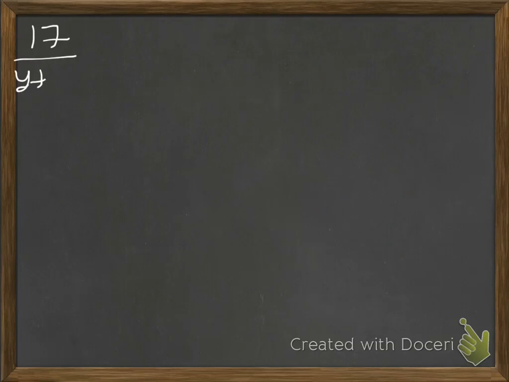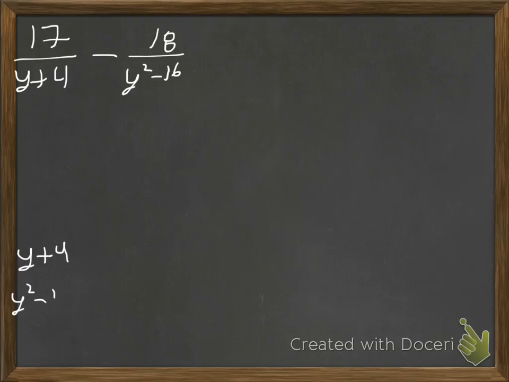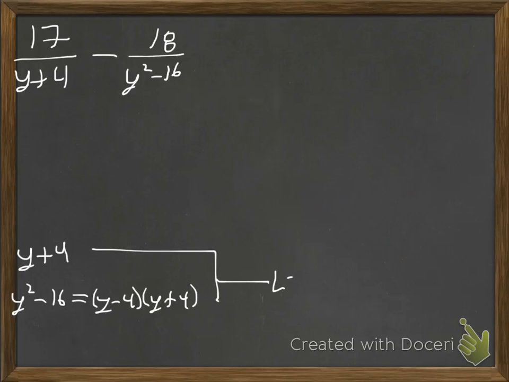We have 17 over y plus 4 minus 18 over y squared minus 16. So down below I'm going to find the LCM. There's y plus 4, and then y squared minus 16 is going to factor into y minus 4, y plus 4. My LCM, I'm going to need one of each factor. So my factors are y plus 4, y minus 4, y plus 4. So we're going to need one y minus 4 and one y plus 4 because everybody's to the first power. So we want everyone to look like y minus 4, y plus 4.